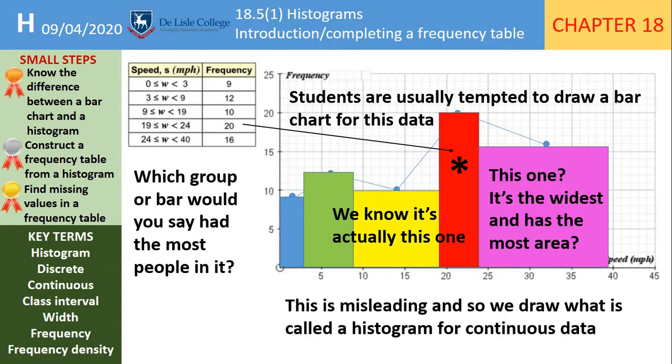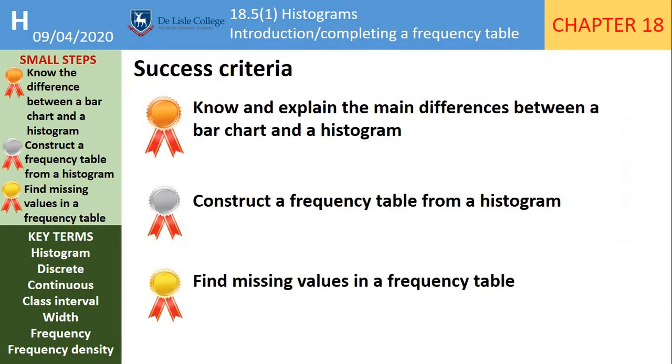So this is misleading, and is why we draw what is called a histogram for continuous data, not a bar chart. Continuous data can take on any value; speed, weight and height are all examples of continuous data, and for these we draw a histogram.